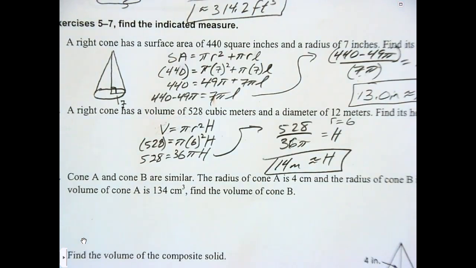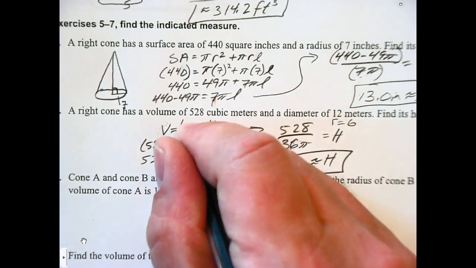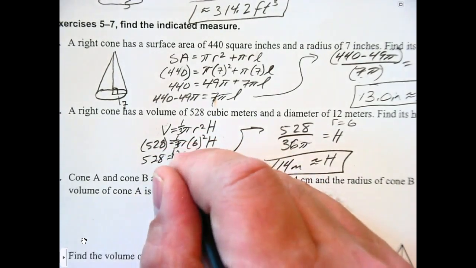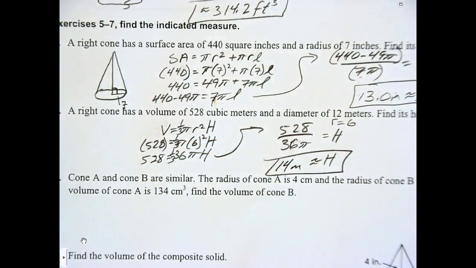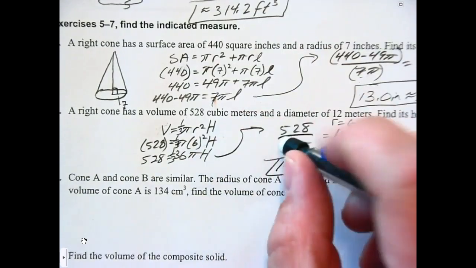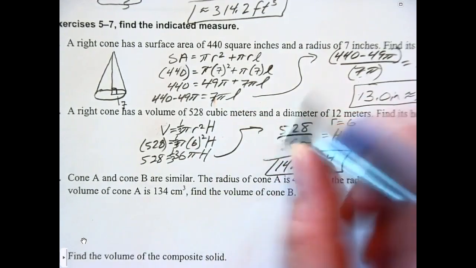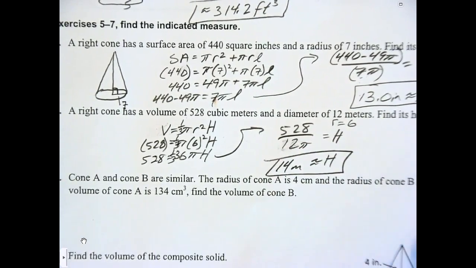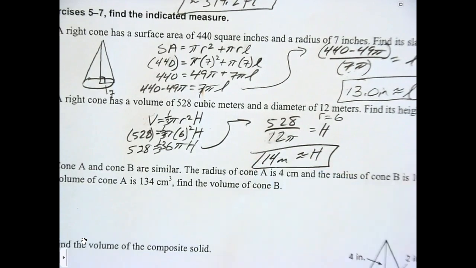Hey! Did I forget the 1/3? Oh, I did. Thank you. Holy moly. Should still give me 14 meters, yes? So I'm dividing by 12 pi. I messed up there. All right. Good. That's 14 meters. Okay.